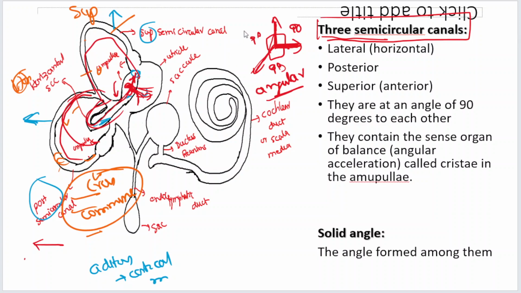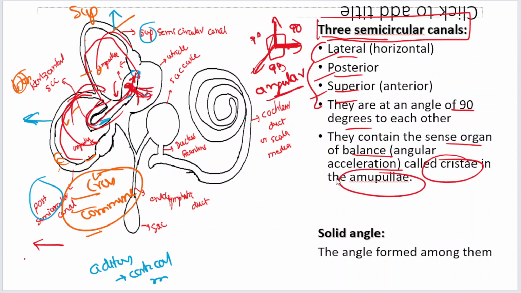And any movement of the head in any of the dimensions, any angular movement of the head in any of the three dimensions, these three semicircular canals will pick up immediately and send it to the brain. Okay. So yeah, it contains three semicircular canals, lateral, posterior and superior. They are present at 90 degrees to each other. They contain a sense organ of balance called the crista, which is present in the ampulla.